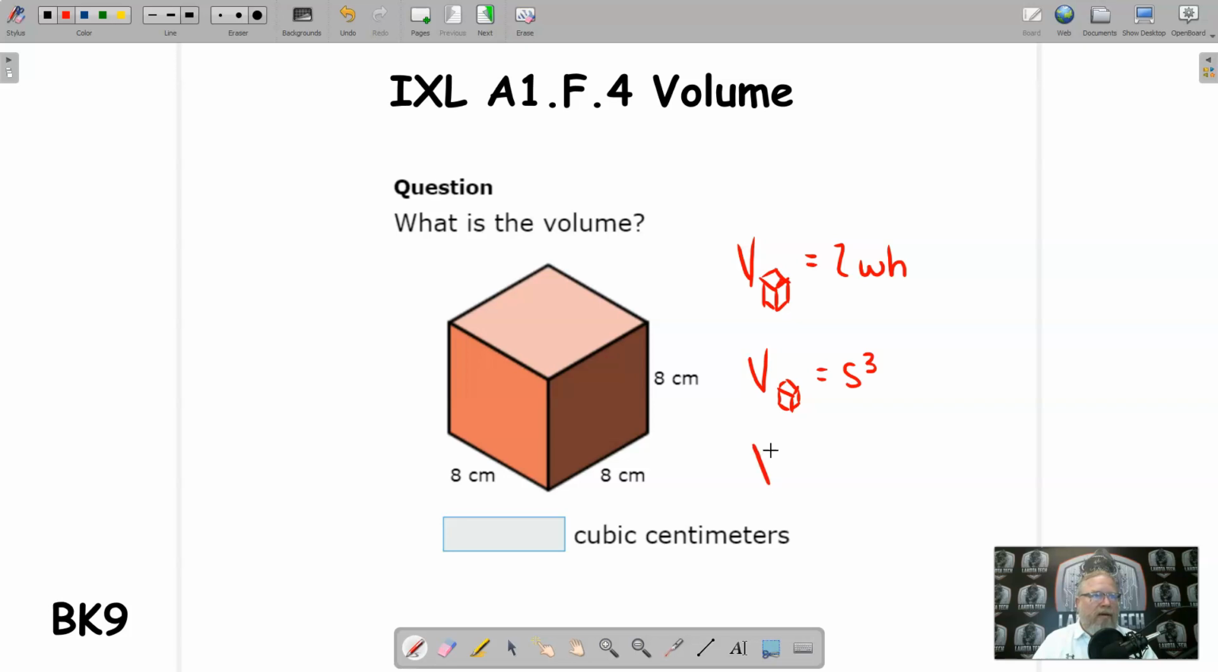So with that said, let's go ahead and do volume equals, and we're going to take 8 and cube that. I'll do that on my calculator here. 8 to the power of 3 is 512. So volume equals 512. And therefore, this answer would be 512 cubic centimeters. Let's look at the next question.